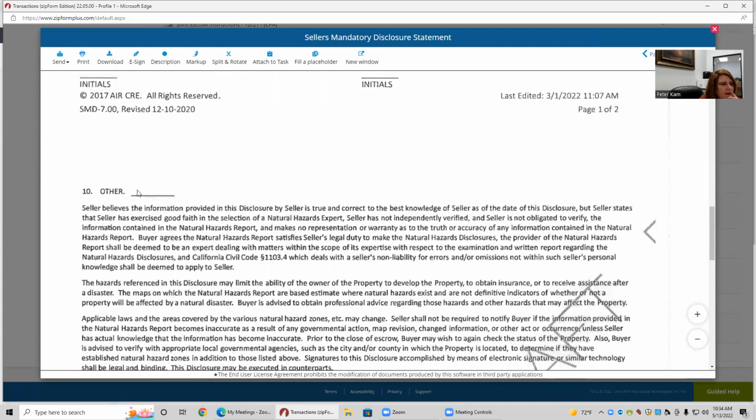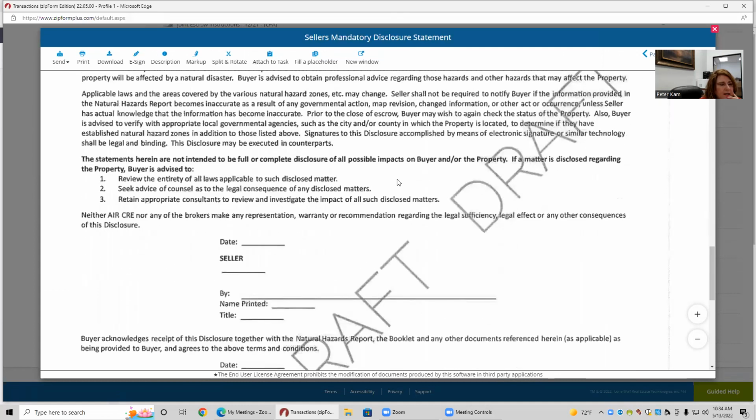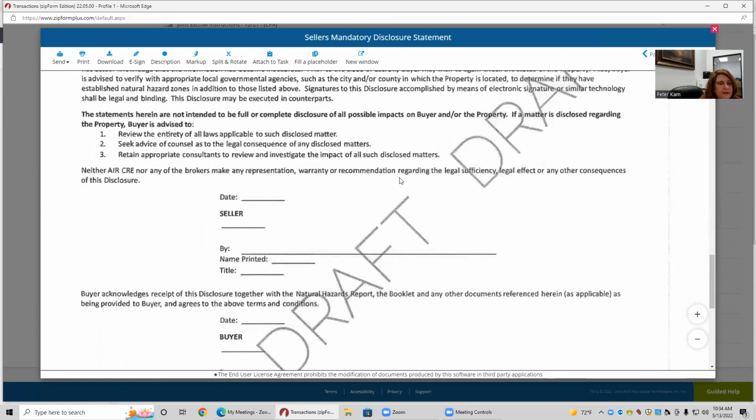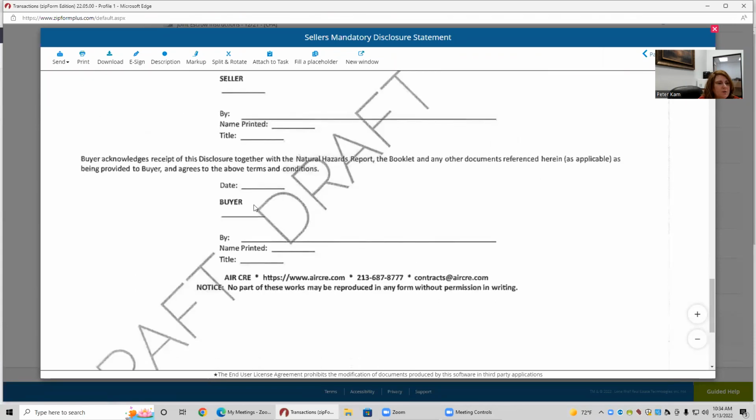And if there's anything other for them to disclose, they've left number 10 as other. So if there's anything other that the seller feels they need to disclose, they can go ahead and insert that, have it typed in. This again is not filled out by us. It is filled out by the seller. Make sure they're signing and dating it, provide it to the buyer.